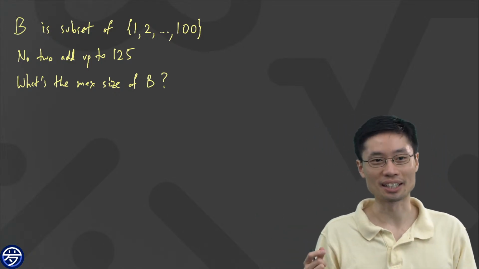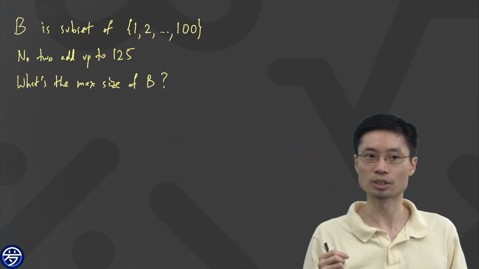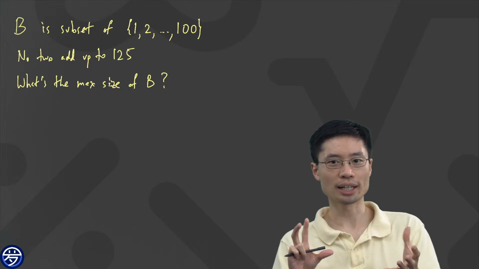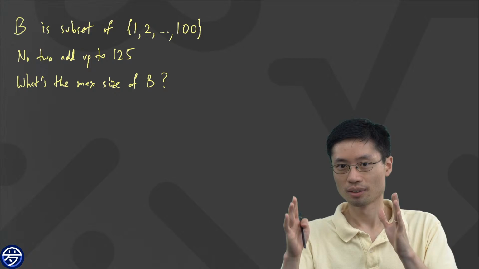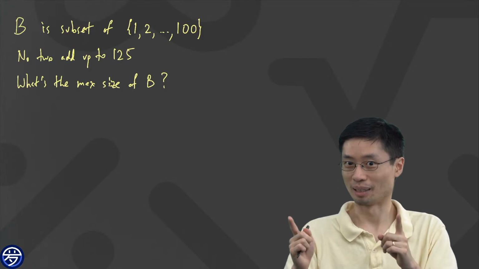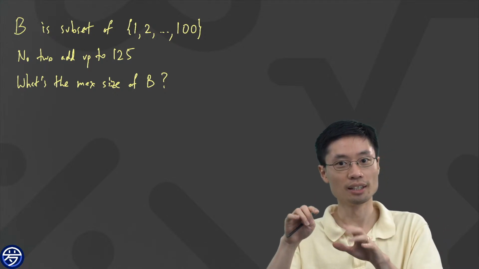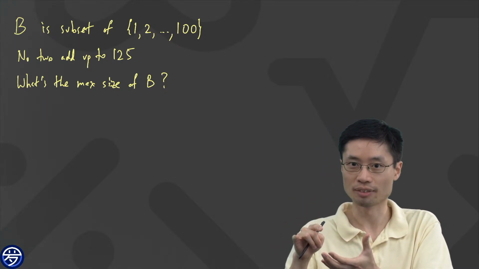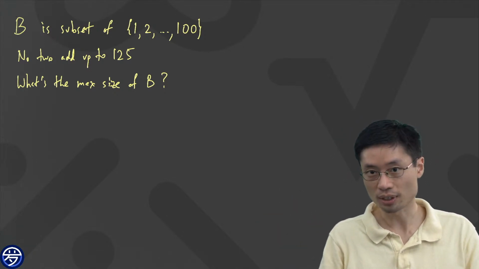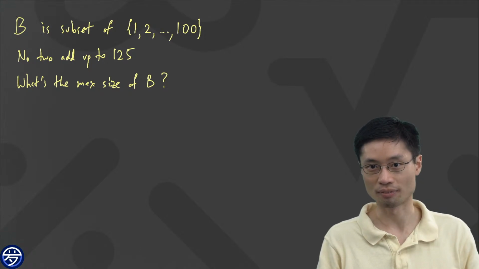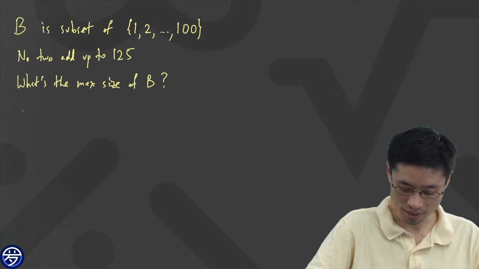Well, when you look at a question like this, at first I try to understand what the question is talking about. No two numbers add to 125. So how could I get two numbers that add to 125? What I mean is that there are certain pairs. You can take the pairs of numbers that add to 125, and in each pair you can only take one of them. Let's see what we can do there. So for example, what's a pair of numbers that adds up to 125? A pair of numbers that adds up to 125, half of that is 62.